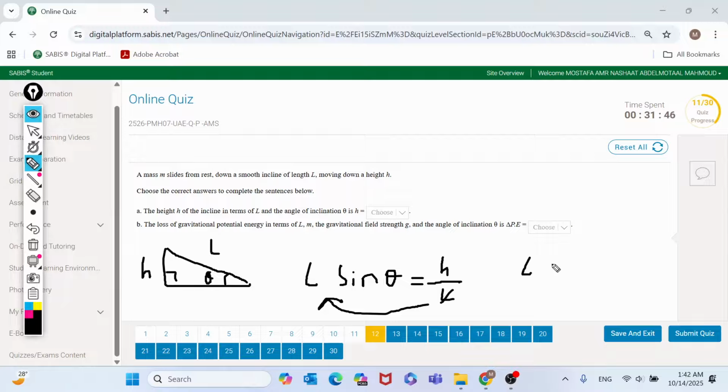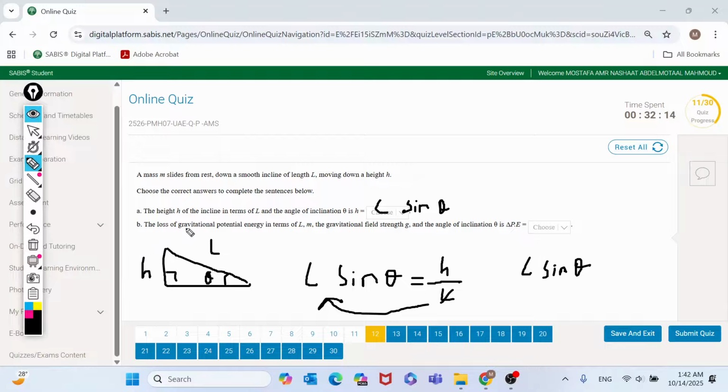So the answer is L sine theta. Are the options fixed? Nope. Okay, I'll just write it in, because it doesn't want to work. L sine theta.